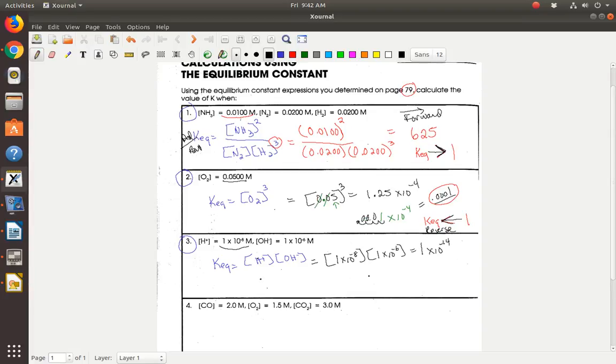So that's a very small number. The KEQ is still less than 1. So this is going to still be favored in the reverse direction. It's reverse. Favored in the reverse direction.